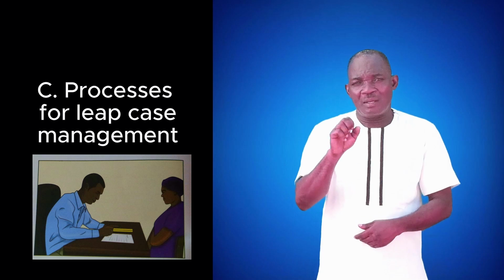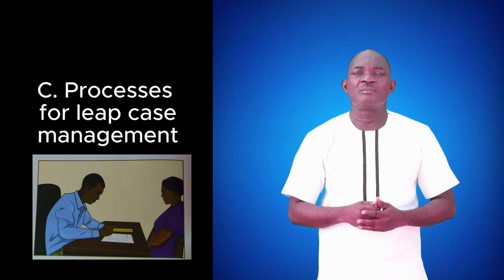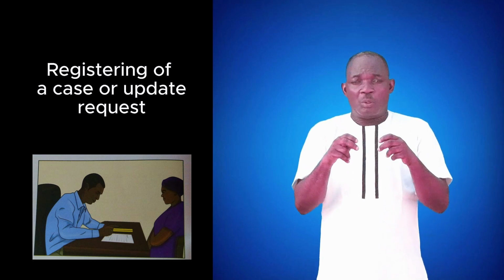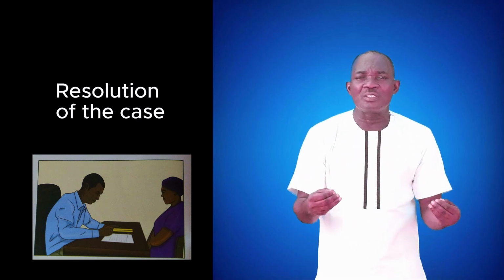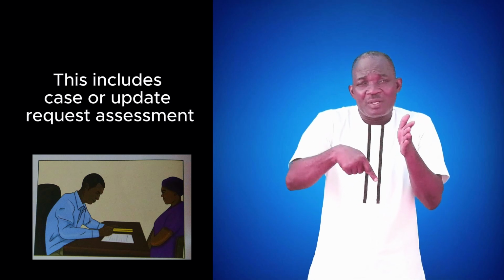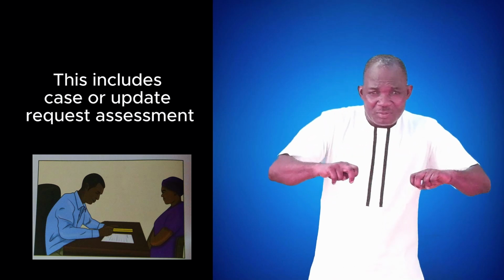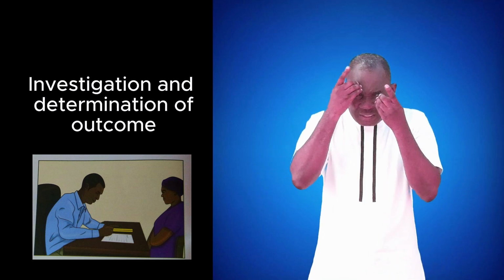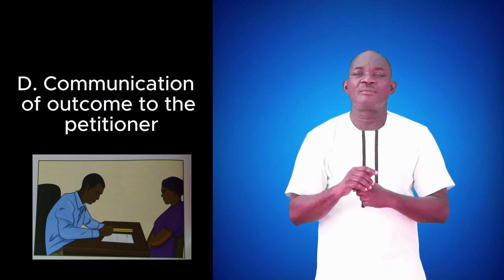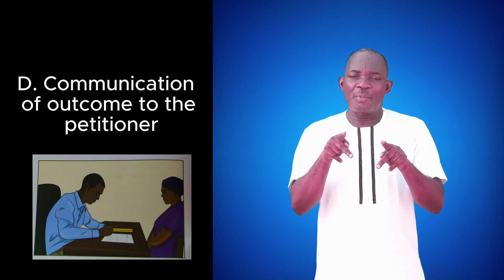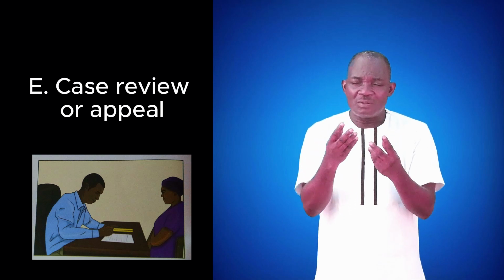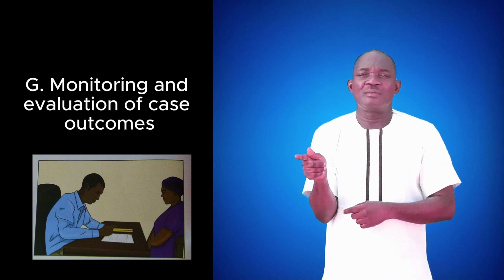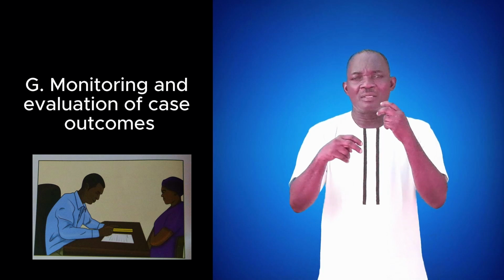C. Processes for LEAP case management. Receiving case from petitioner. Registering of a case or update request. Resolution of the case. This includes case or update request assessment, preliminary inquiry, investigation, and determination of outcome. D. Communication of outcome to the petitioner. E. Case review or appeal. F. Follow up. G. Monitoring and evaluation of case outcomes.